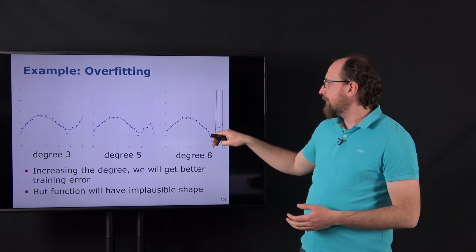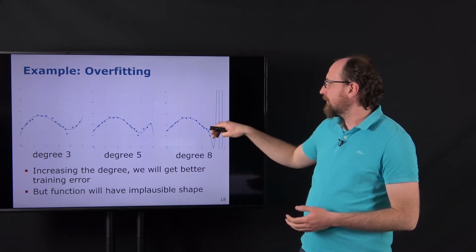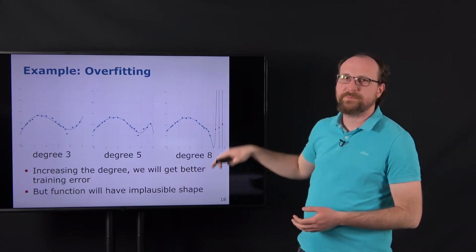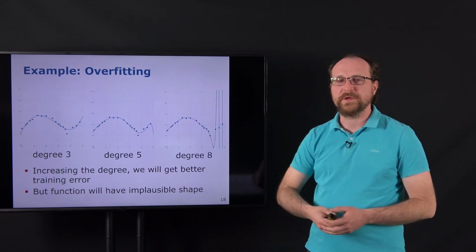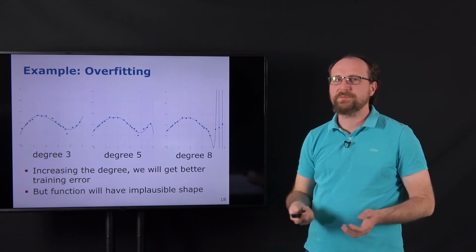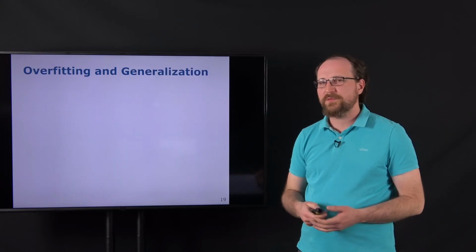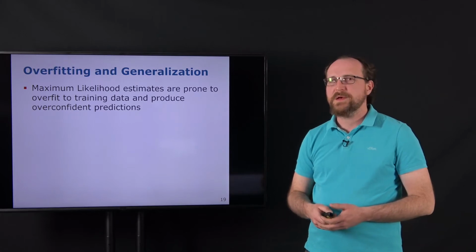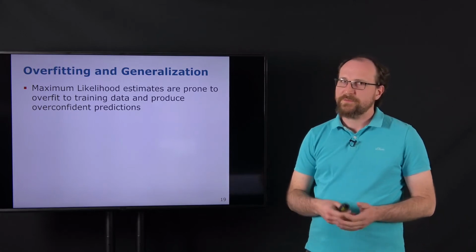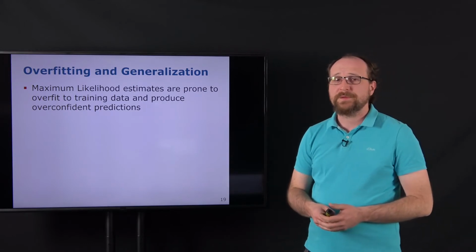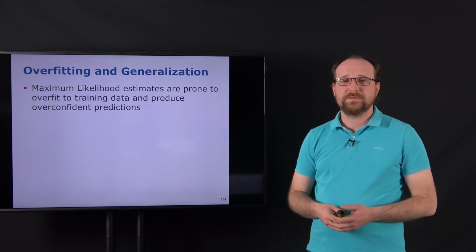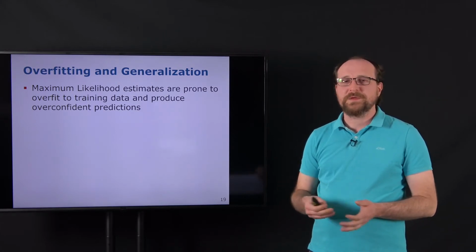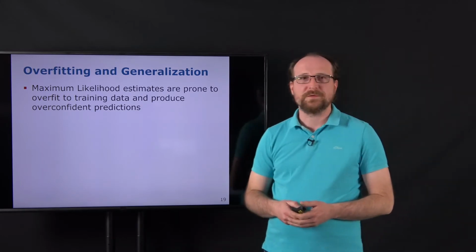So the function that we have in the end is not a good explanation of the underlying process, because here we have large jumps which might not occur in reality. And with this implausible shape, we get a really bad overfitting. So the maximum likelihood estimates are prone to overfit, especially when you have only a few data available. And then you also produce overconfident predictions, because when you fit too much, the probability that you get an outlier in the end is too high.